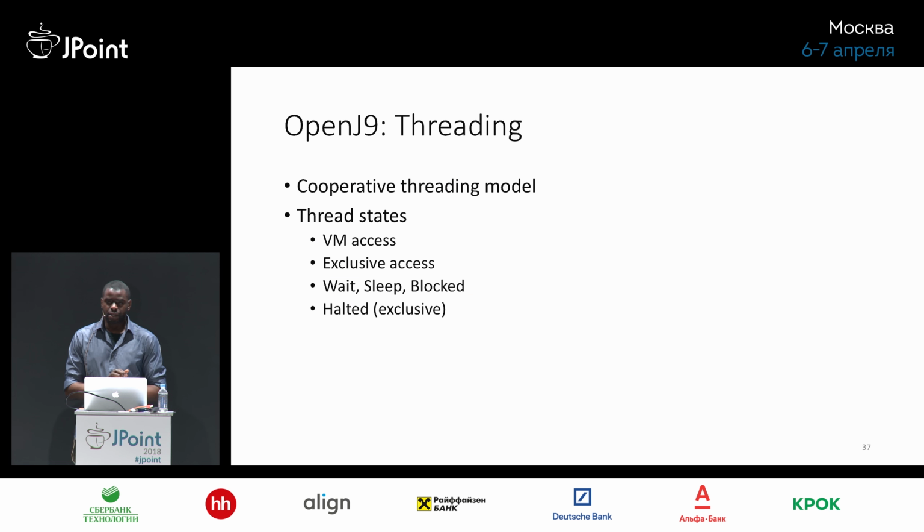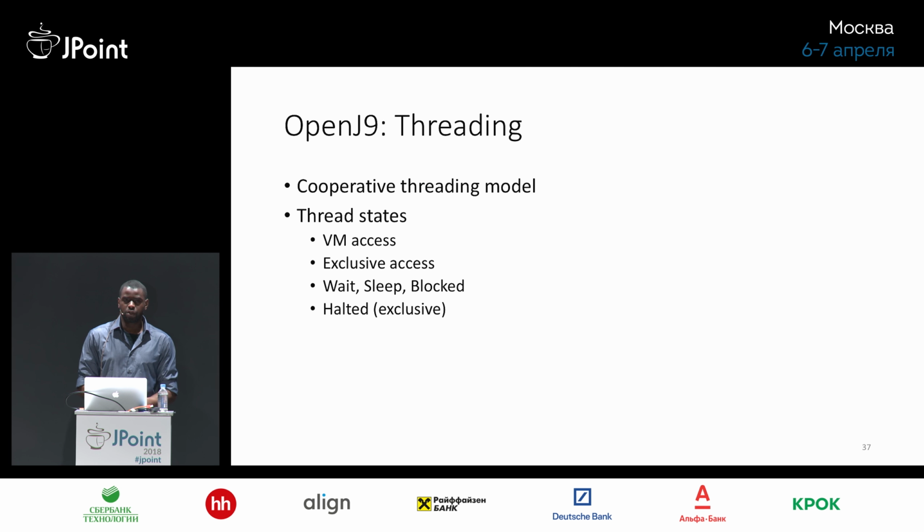OpenJ9 uses a cooperative threading model. This means there's no preemption. So threads can be in one of the following states. They can have VM access. This is a state that allows the thread to run Java code. The thread may release VM access if it reaches a synchronization point or if it does an operation that may block. So things like transitioning to JNI may release access, or class loading may release access.